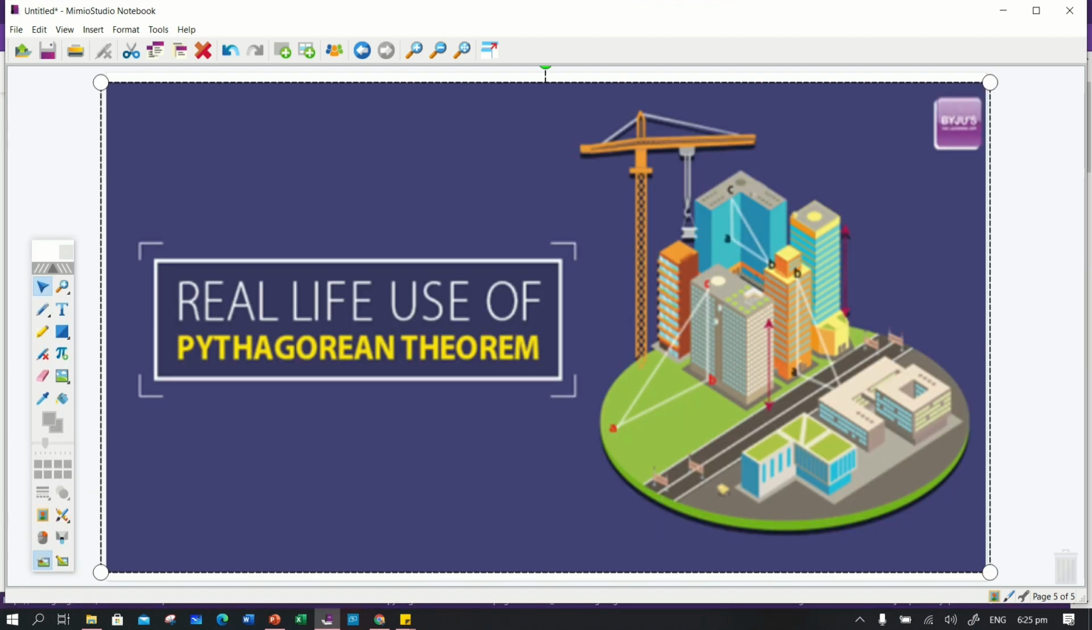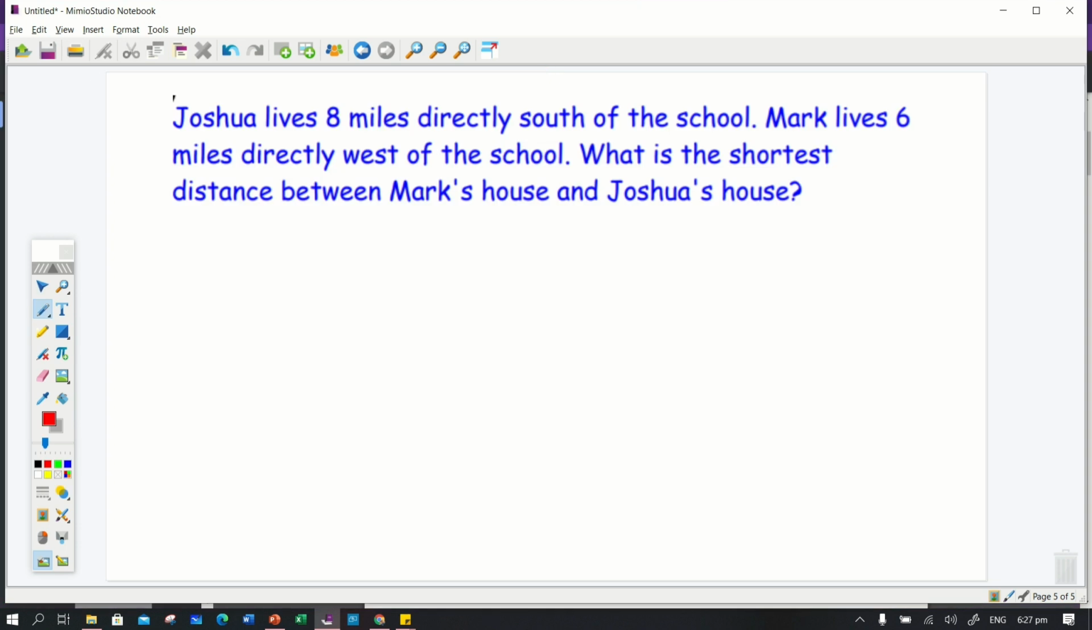Alright, let's now move on with our lesson, that is the real-life application of Pythagorean Theorem. Let's say we're going to solve this problem. Joshua lives 8 miles directly south of the school. Mark lives 6 miles directly west of the school. What is the shortest distance between Mark's house and Joshua's house?